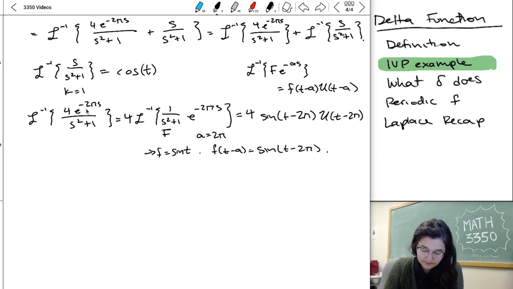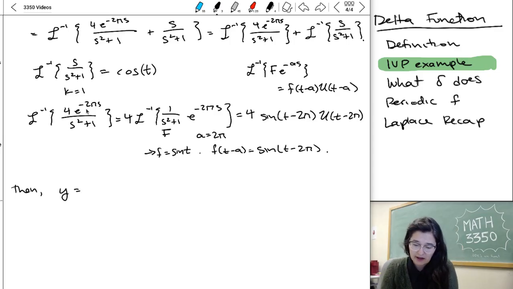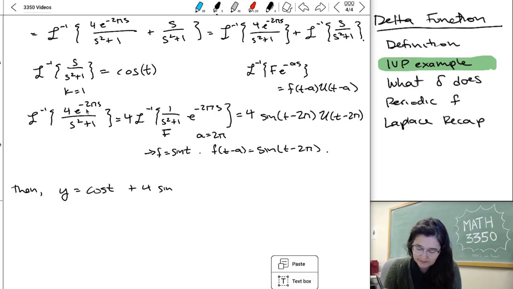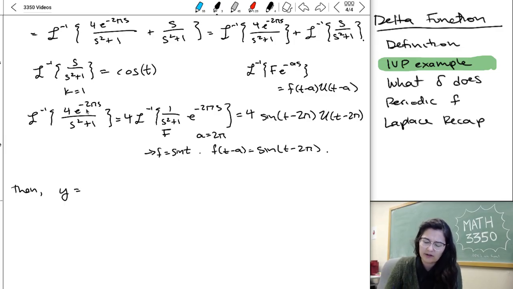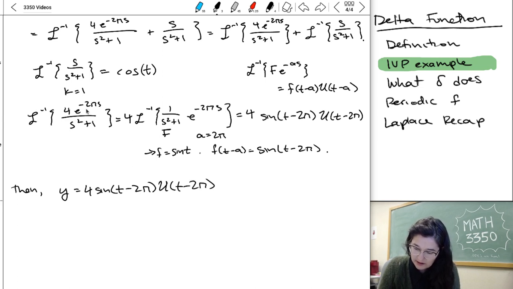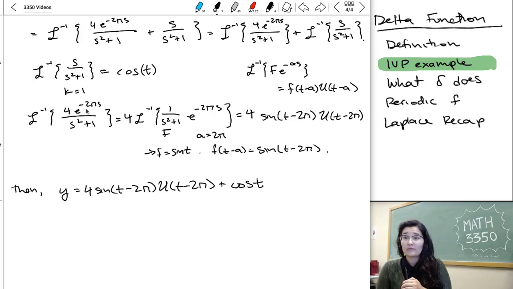So then our y was the sum of those two inverses put together. So we had cosine t plus 4 sine of, sorry, in your skeleton notes it's in the opposite order, and I do not want to mess you all up here. It's 4 sine of t minus 2 pi u of t minus 2 pi plus cosine t. And those are the functions that define y, our solution.